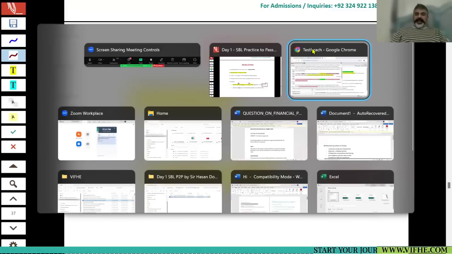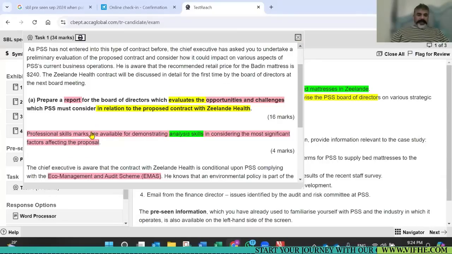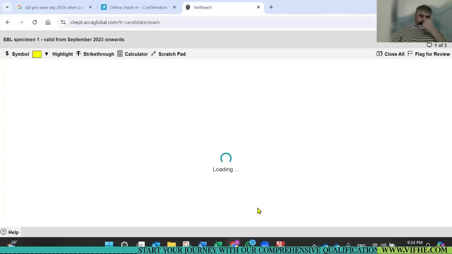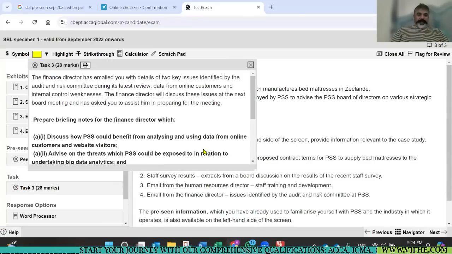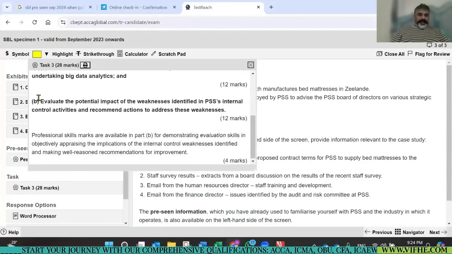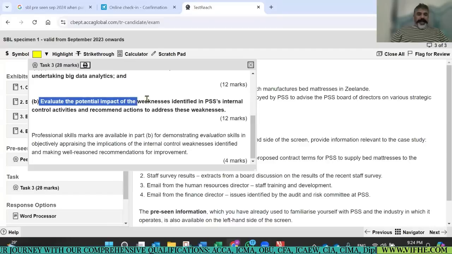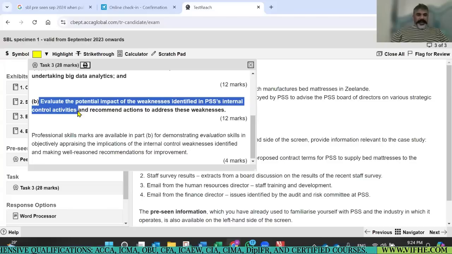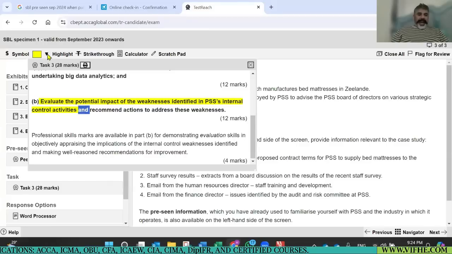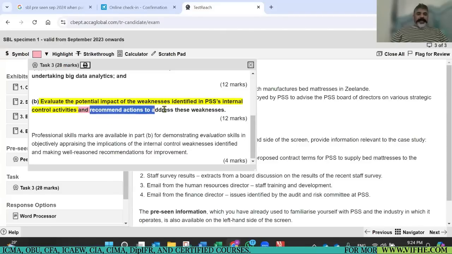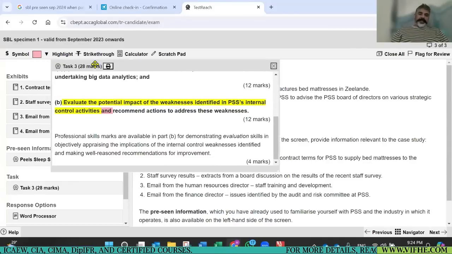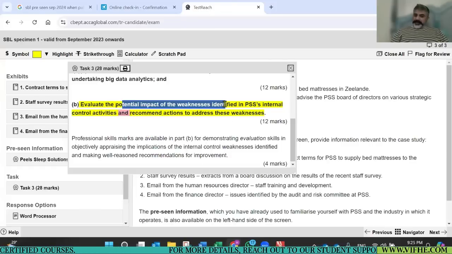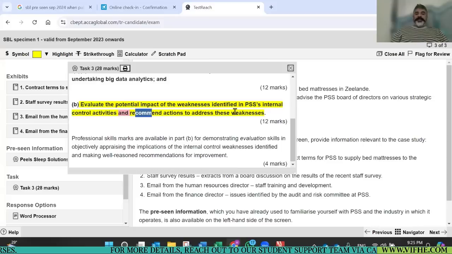So let's look at this question. I remember there was a question, task number 3. In task number 3B, it says, evaluate the potential impact of the weaknesses identified in the internal control activities and recommend actions to address. Very classic type of question, where we are supposed to discuss the weakness and also give recommendation.